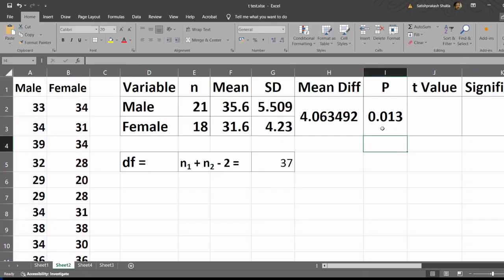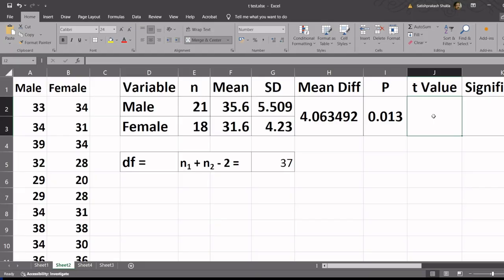So, probability value is 0.013, means our difference between two means is significant at 0.013 level. Now, we will find t value.